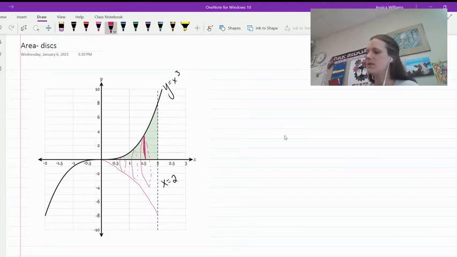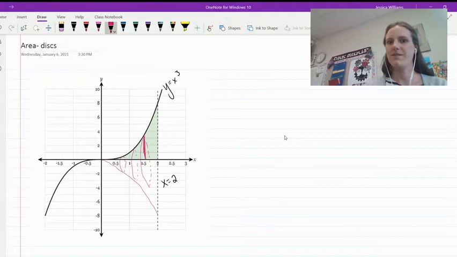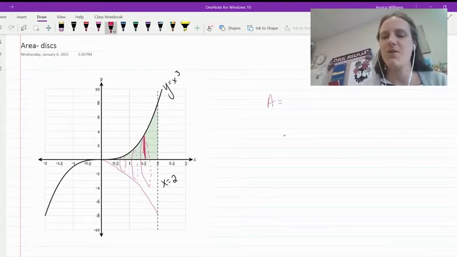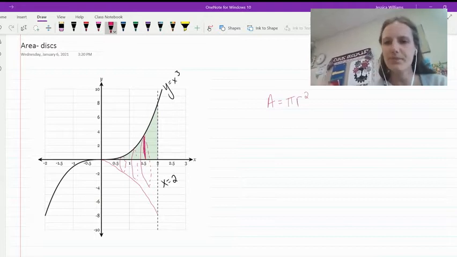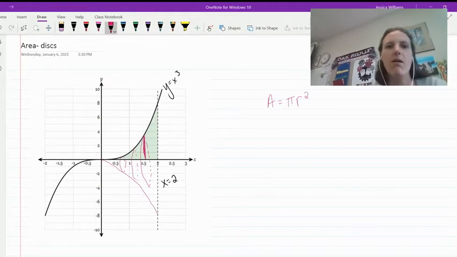When I pull one of these discs out, you can see that it makes a circle, a real, actual circle. And what we're going to do is find the area of one of these circles and then add all of them up. The way you find the area of a circle, I'm going to talk to you like you don't know anything. Good joke, right? Pi r squared. So the area of one of these circles is going to be pi r squared. R is the radius of your circle, obviously.